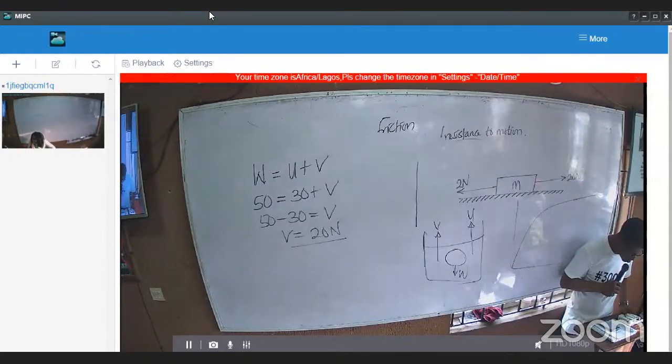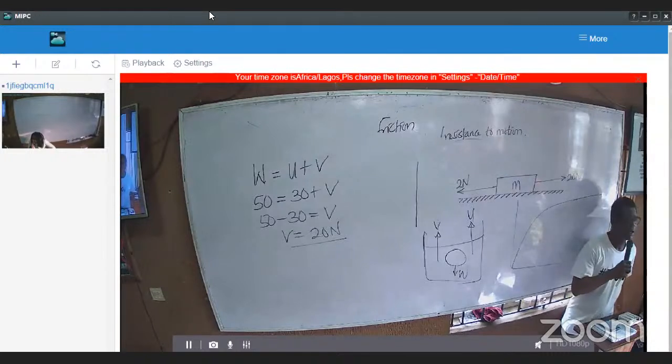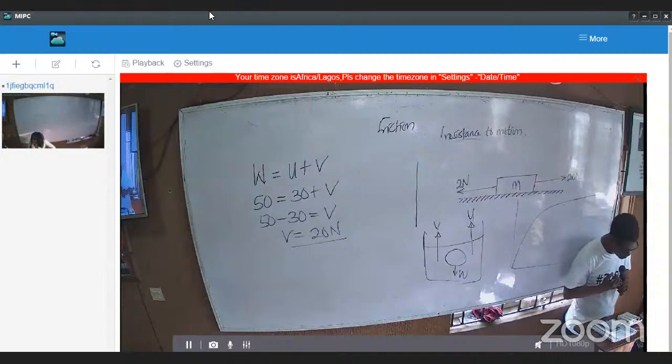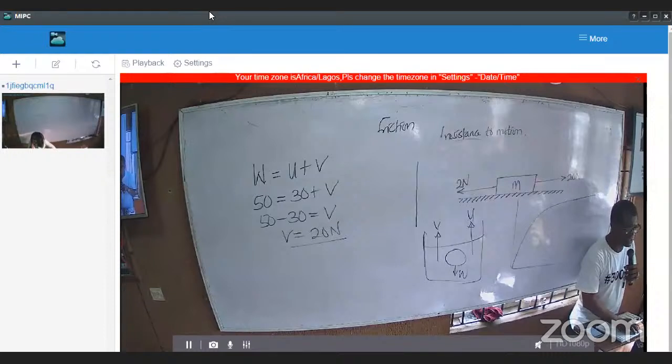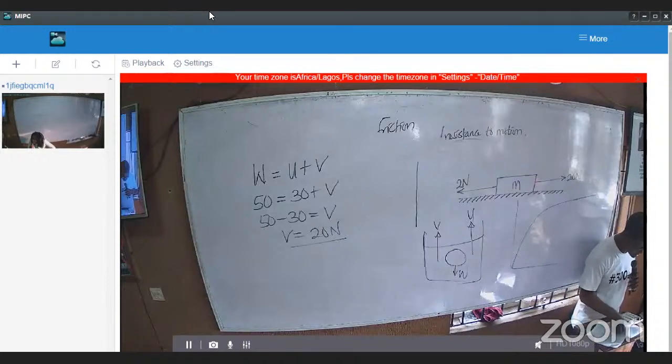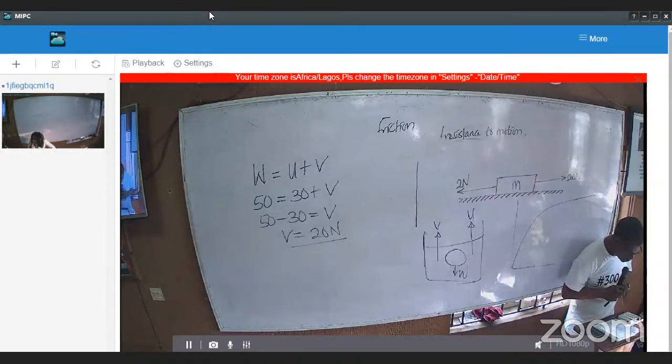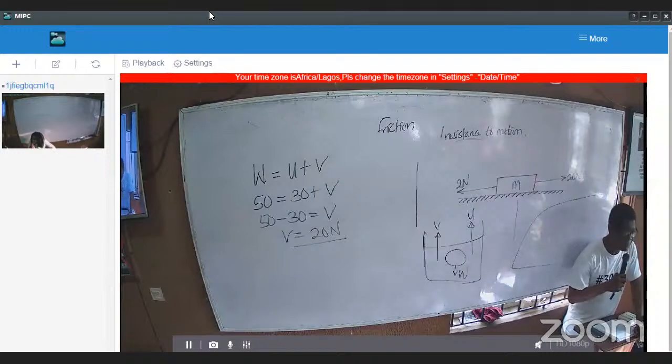Number 7, 8. Right, the frictional force between the layers of a liquid is directly proportional to the radius and velocity. Radius and velocity is a statement of what?